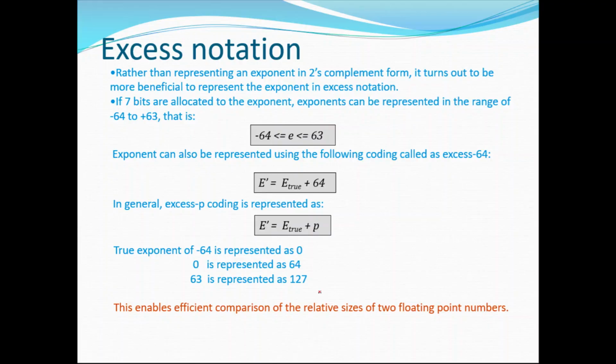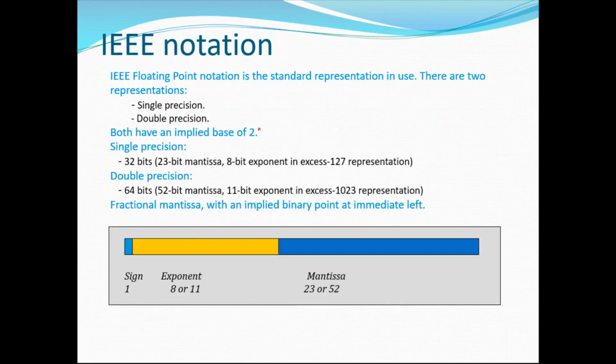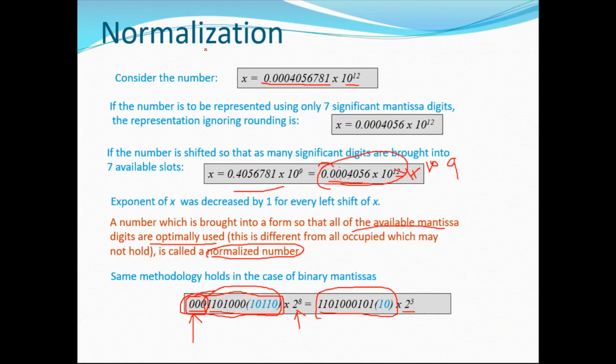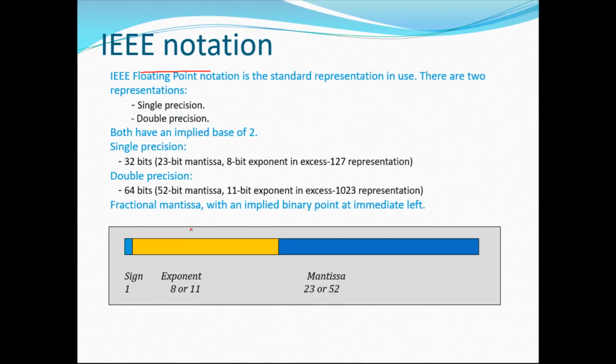There is something called excess notation. We will come back to this later, we will discuss that in one context. So as I already discussed, this is how IEEE suggests. Actually, this is not an IEEE representation. The original one which we have discussed is a sample representation. I told you this is IEEE, but this is not IEEE. This is a sample representation. But actually IEEE suggests this type of representation.